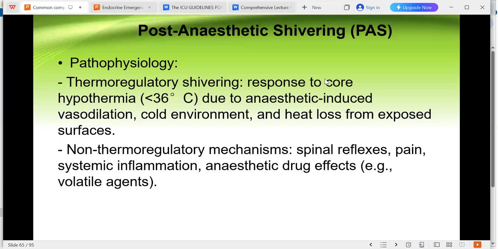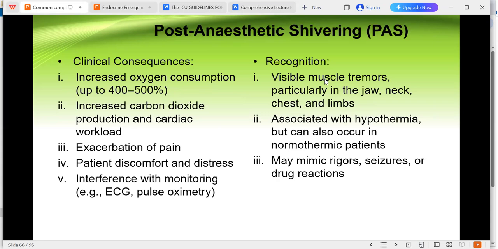Non-thermoregulatory mechanisms include spinal reflexes, pain, systemic inflammation, and the anesthetic drugs. So what are the clinical consequences? Post-anesthetic shivering can increase oxygen consumption by up to 400 to 500%. And that is why, when the patient is having post-anesthetic shivering, you want to give supplemental oxygen. Okay?